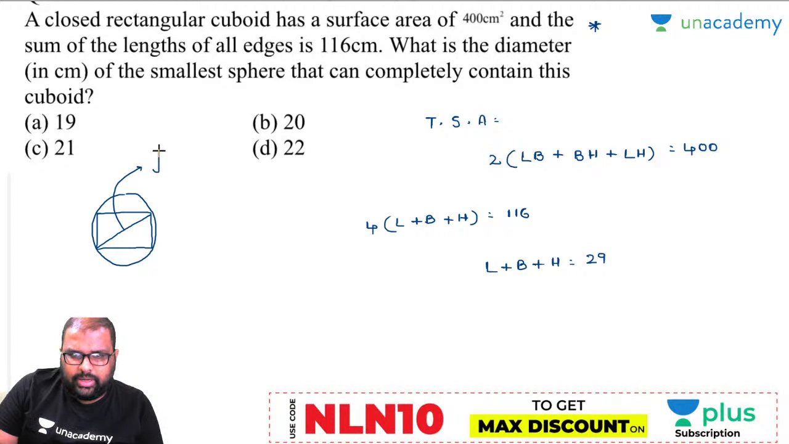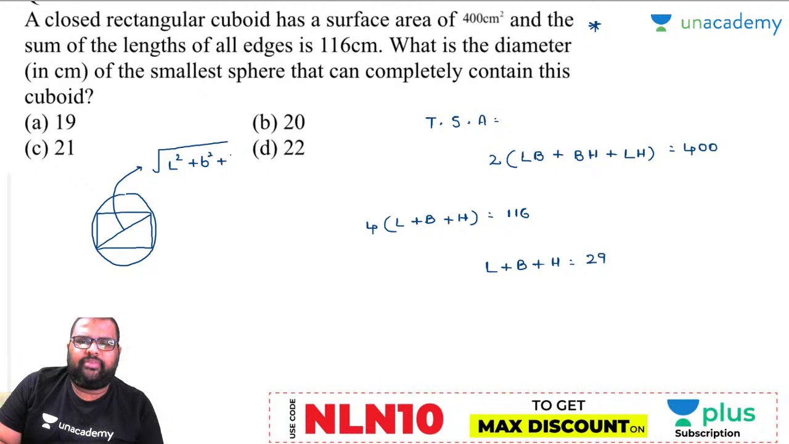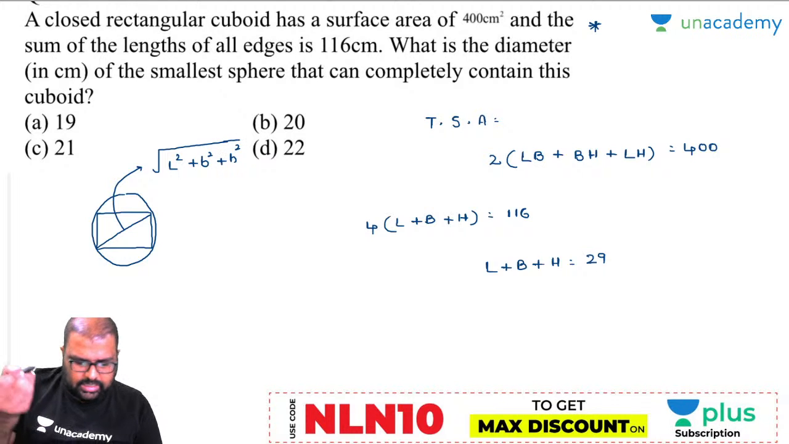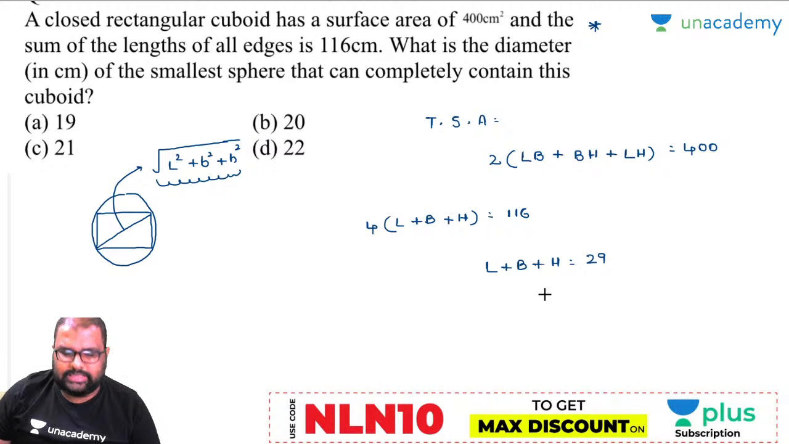How much is the body diagonal of the cuboid? Is it root of L square plus B square plus H square? If it is a 2D object, it will be root of L square plus B square, but for this it will be the body diagonal. So you have to find out this value. How to find out this value? And you know this equation.